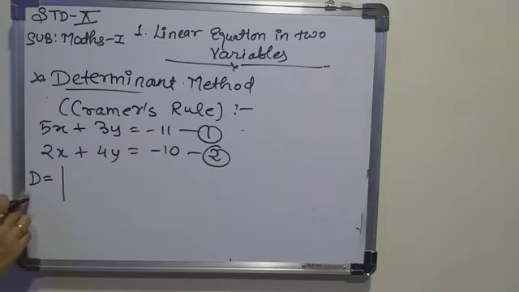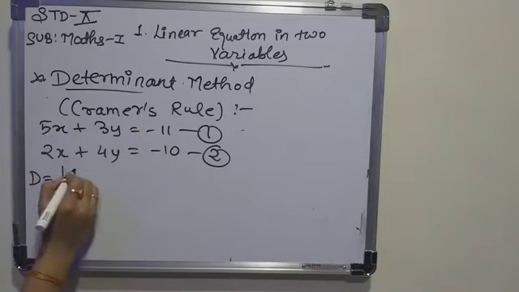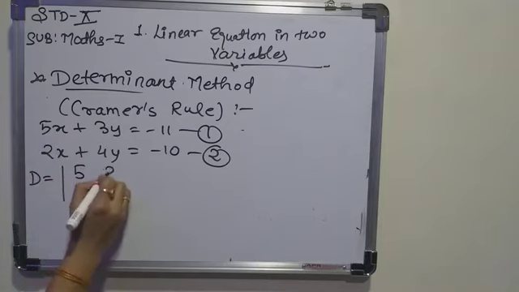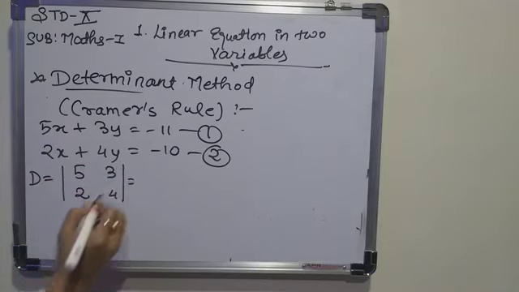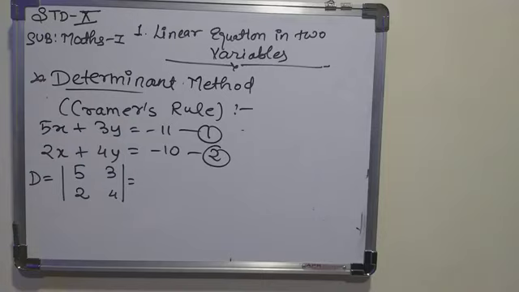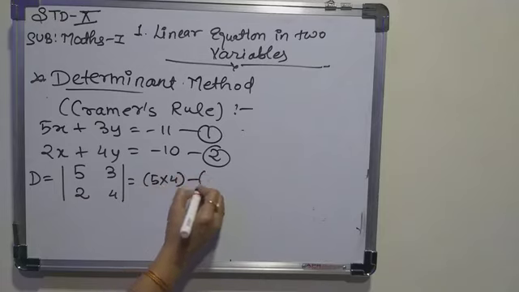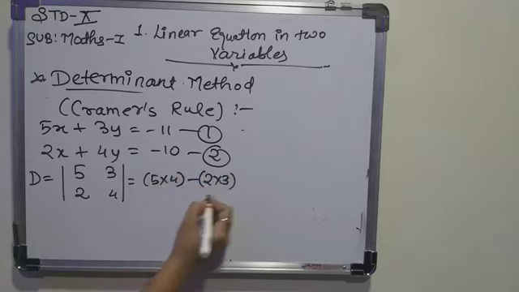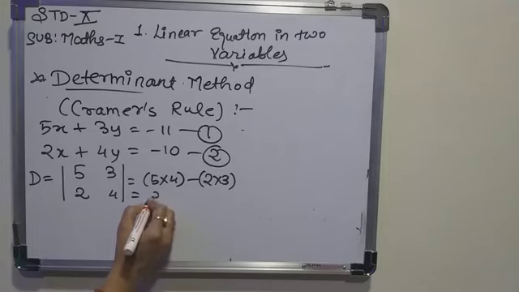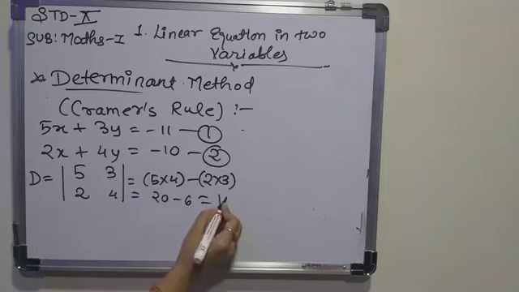So what is the formula of D? You are going to write the coefficients of the x and y variables, that is 5, 2, 3, 4, right? And you know the method of solving? To find the value of the determinant, 5 into 4 minus 2 into 3, which is equal to 5 4s are 20 minus 6, which is equal to 14.